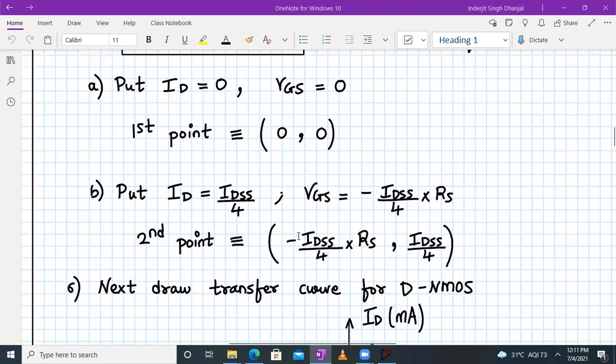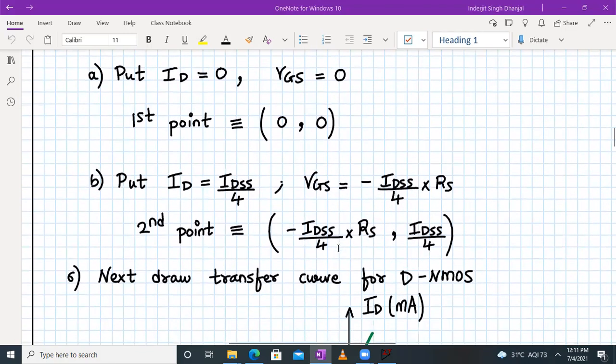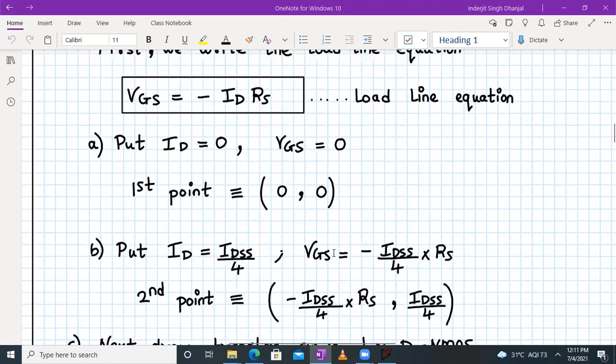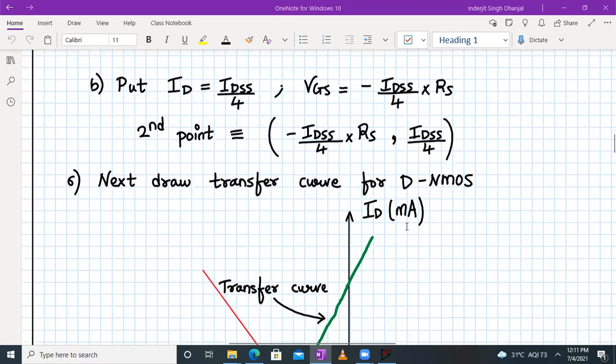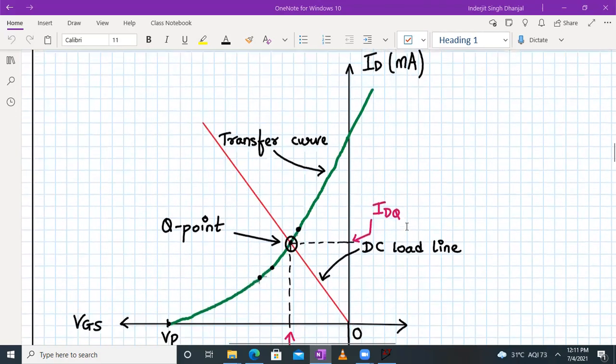So the second point coordinate will be minus IDSS by 4 into RS, comma IDSS by 4. Next, we draw the transfer curve for depletion type MOSFET. So now we have these 2 points. Obviously the RS value and the IDSS value will be given, so the second point coordinate will be numbers. Once we have the 2 points, we can plot the DC load line.